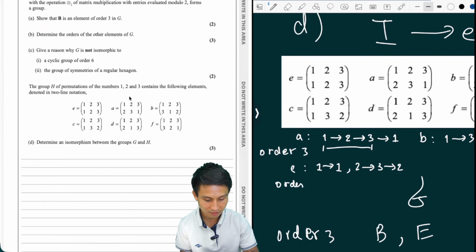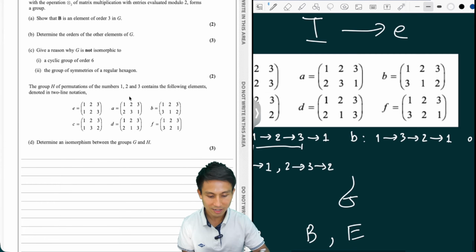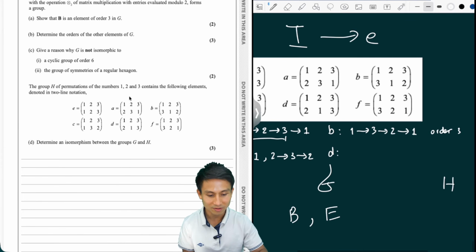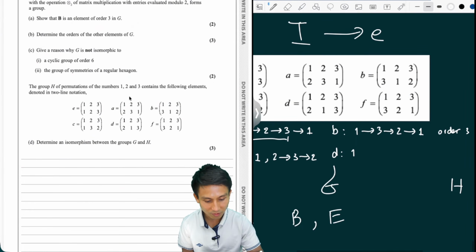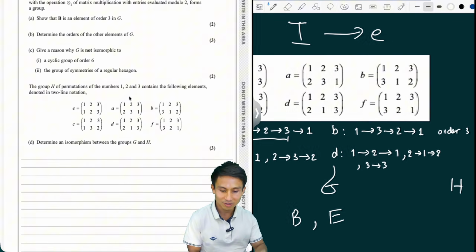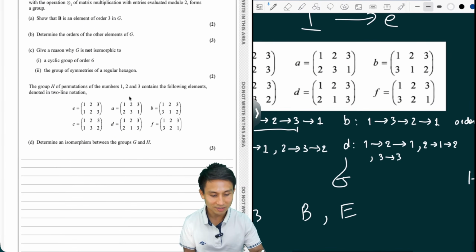Okay. That's it. You do it for all other notations there. So if you start from number 1 for D here, you go to number 2. From 2, you go to 1. Well, that's already length 2. But if we start from 2, we go to 1, and then we go back to 2. That's the same. If we go from 3, we go back to 3. And this is again similar to C because the order would be 2 here.